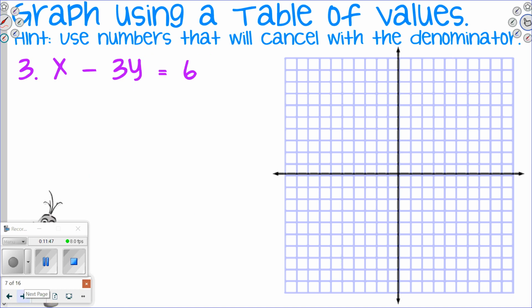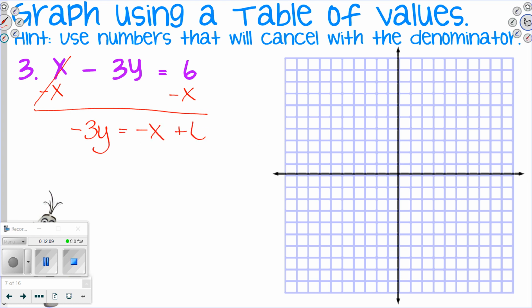All right, why don't you guys try? No, actually, no. Let's do this one together. I forgot this one changes a little bit. So solving this one for y, what do we do first? Good. Subtract the x. Are those like terms? Nope. So -3y equals -x plus 6.